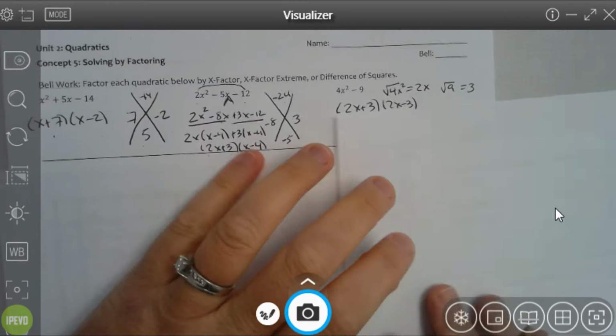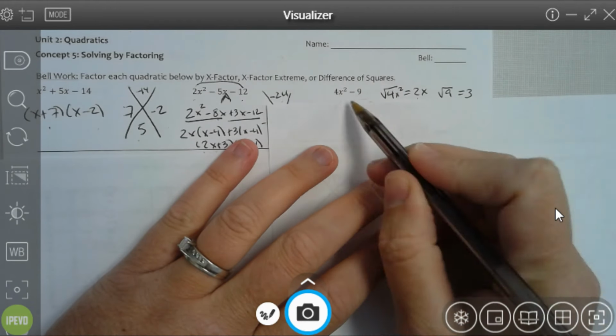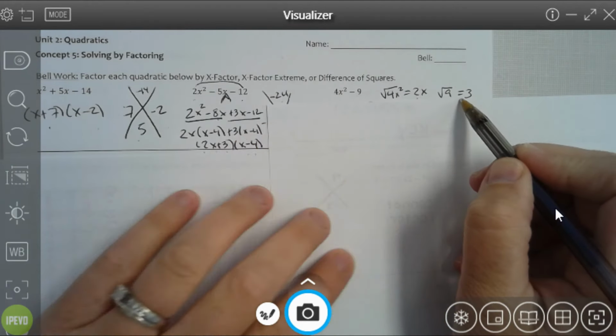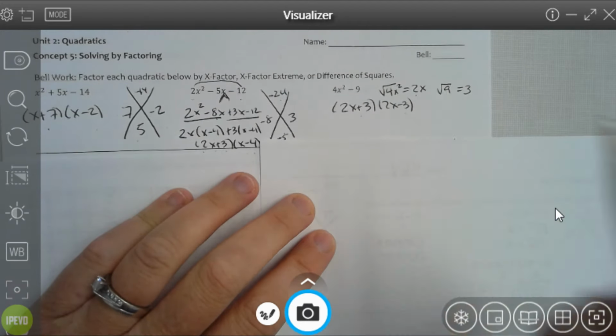The last one is the one where we do the square root. So I went ahead and I square rooted the 4x squared and I square rooted the 9. This is called a difference of squares. So then we do a plus between them and a minus between them. And so now they're factored.